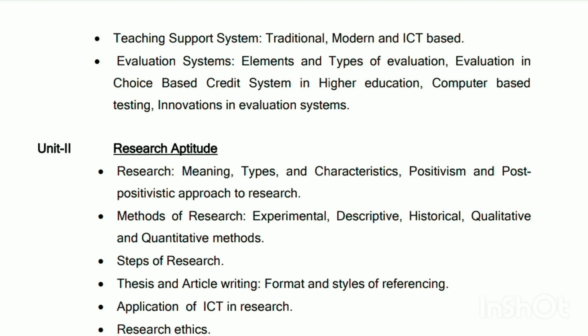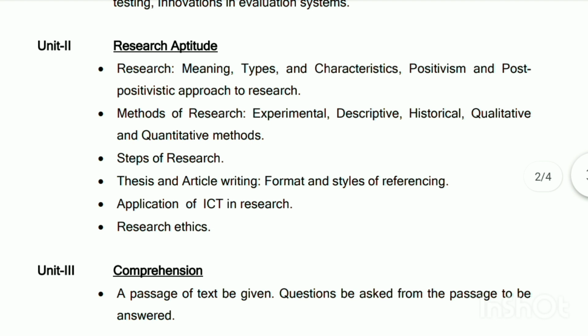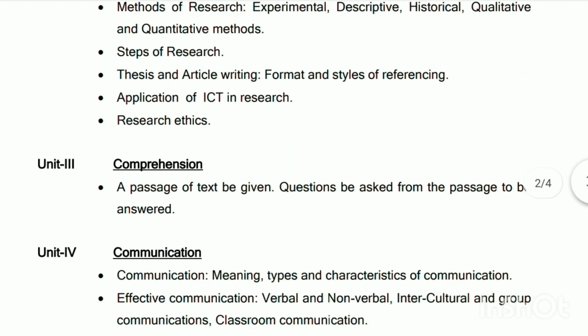Unit 2 is research aptitude, where you have to study research meaning, types and characteristics, positivism and post positivistic approach to research, methods of research: experimental method, descriptive method, historical method, qualitative method, and quantitative method. Clear? Steps of research, thesis and article writing, format and style of referencing. Application of ICT in research. Research ethics.